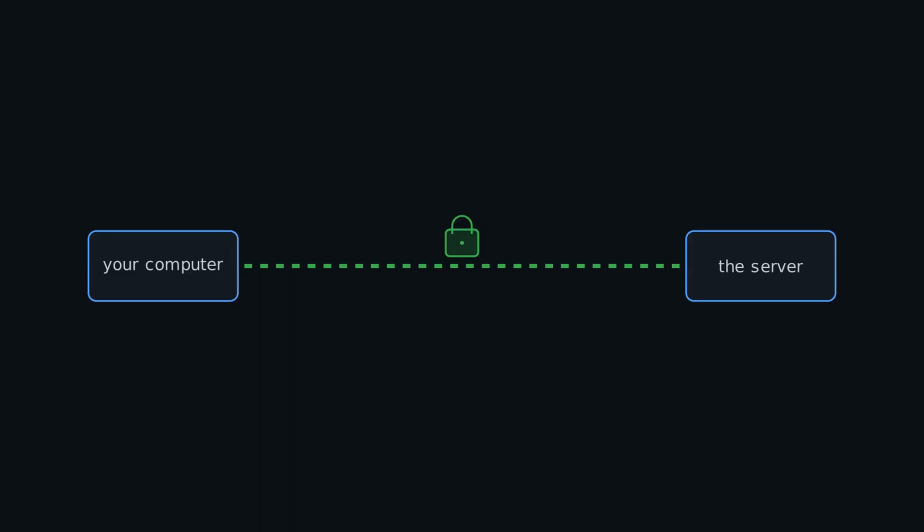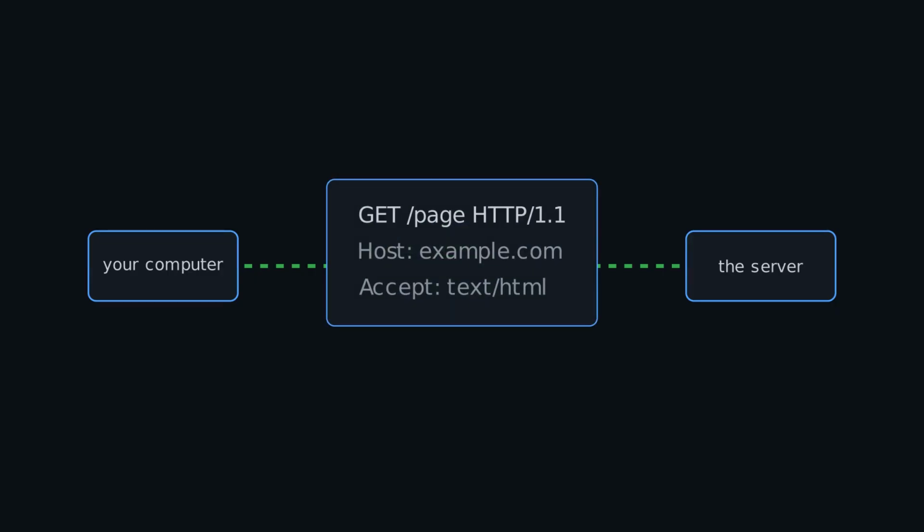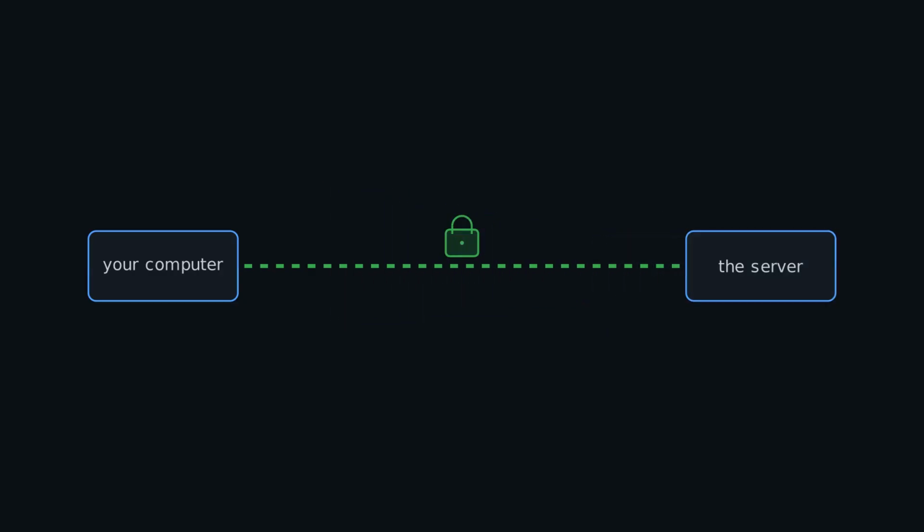Now we can. Your computer sends a short message down the private line. Get me this page. That's it. A verb and an address, plus a few notes about who's asking. On the other side, the server gets to work. Maybe it reads a database. Maybe it assembles the page on the spot. Then it answers, starting with a status. 200. Okay. Here it comes.